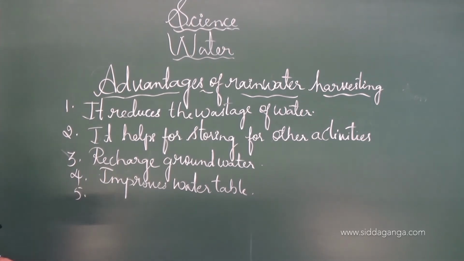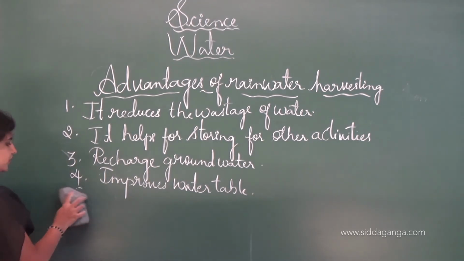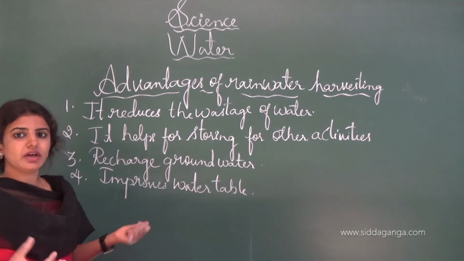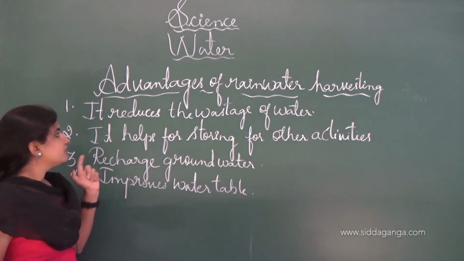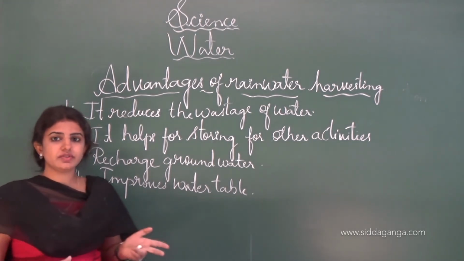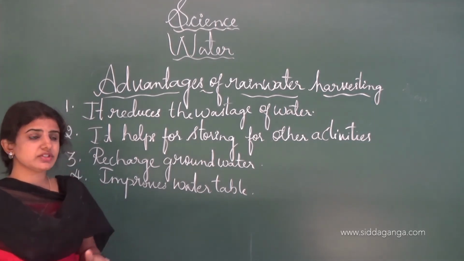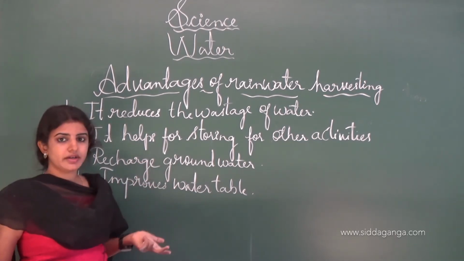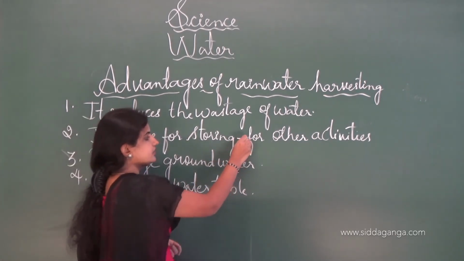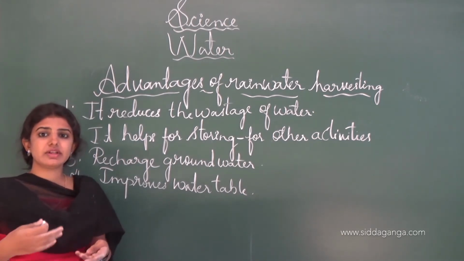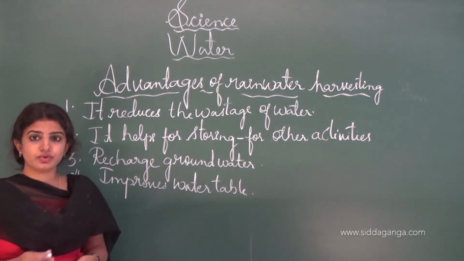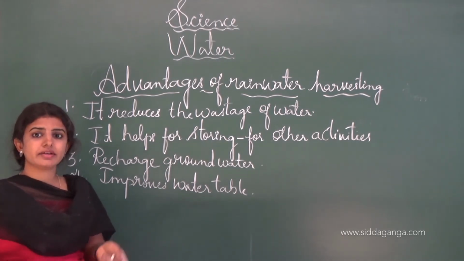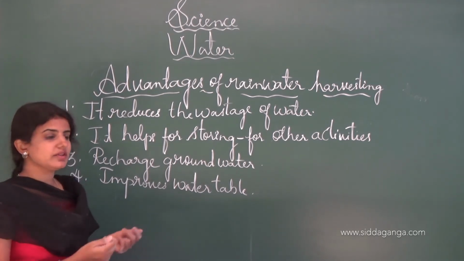See, these are the different advantages of rainwater harvesting. Once again, I will tell you. There are a lot of advantages; only a few I will write on the board. First one is that it reduces the wastage of the water. It helps for storing the water and later for other activities like washing the cloth, washing the utensils, and planting the trees. Water is essential, and this stored water will be utilized for these activities.